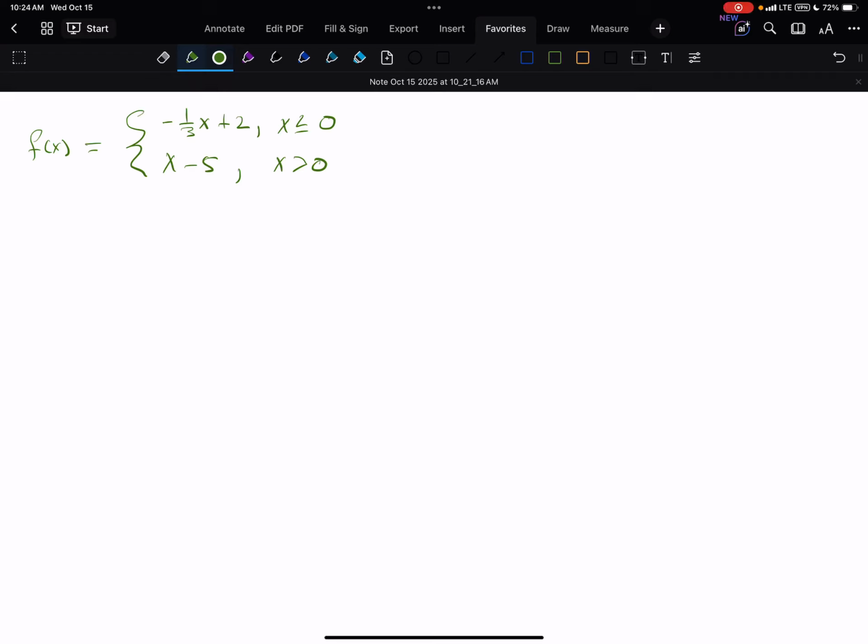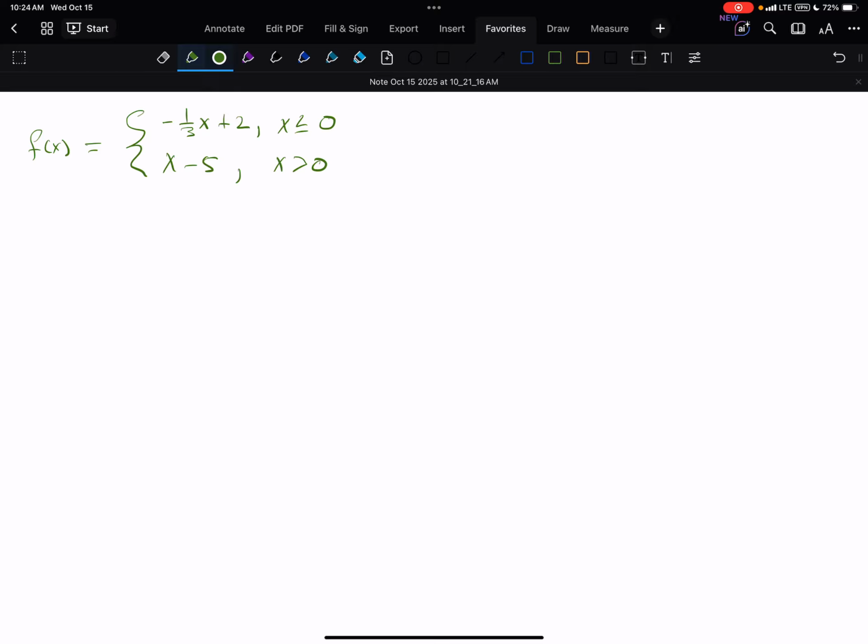Okay, so we've been given this function, and we've been asked to sketch this function. And if we don't remember what the big curly brace on the left means with multiple lines, it means that we have what's called a piecewise defined function.